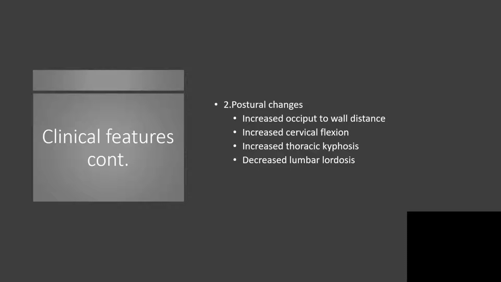Still on clinical features of ankylosing spondylitis, it's likely that the individual will have postural changes. And with that, there will be increased occipital to wall distance, increased cervical flexion, increased thoracic kyphosis, and decreased lumbar lordosis.